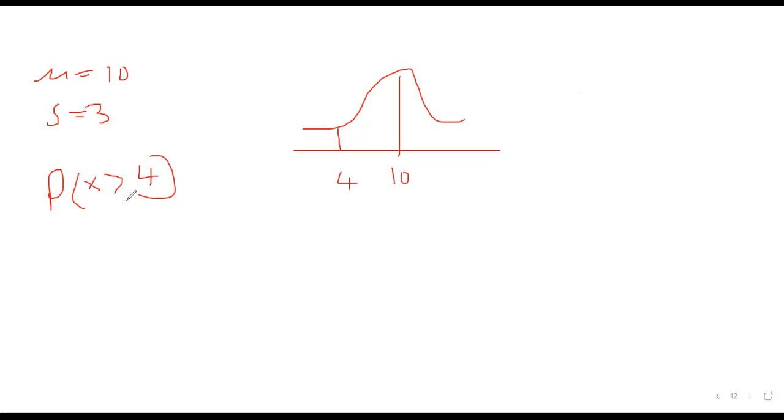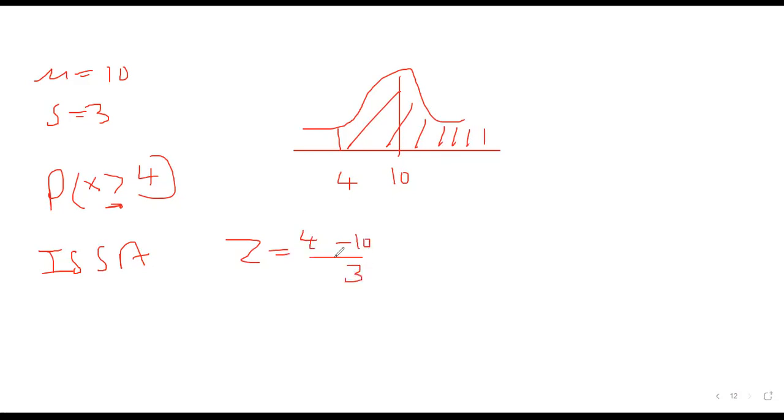Because of the greater sign, we're going to shade on the right. So using ISA, we've only done 3 steps: illustrate, shade, and now we want to standardize and apply. So 4 minus 10 over 3. 4 minus 10 is negative what? 6. Negative 6 over 3 is negative 2. So this is negative 2 and this is 0.